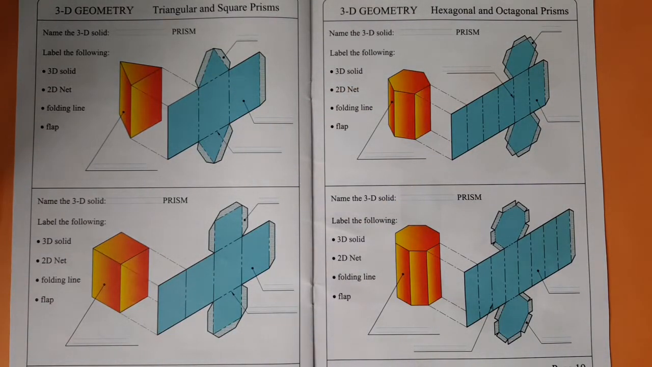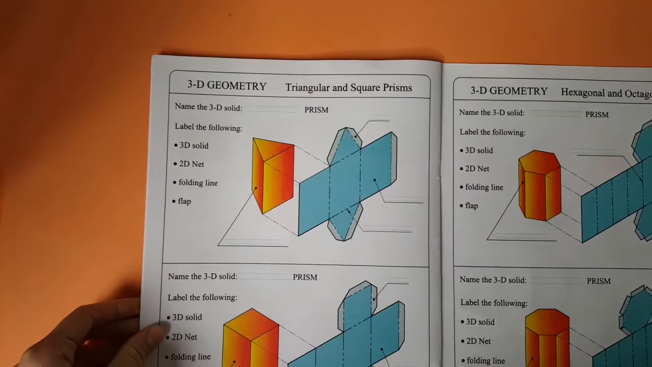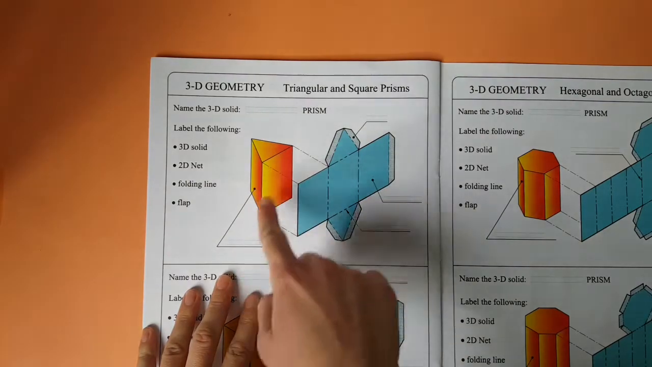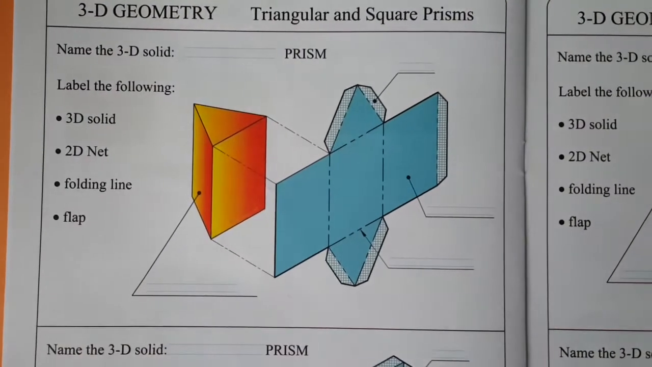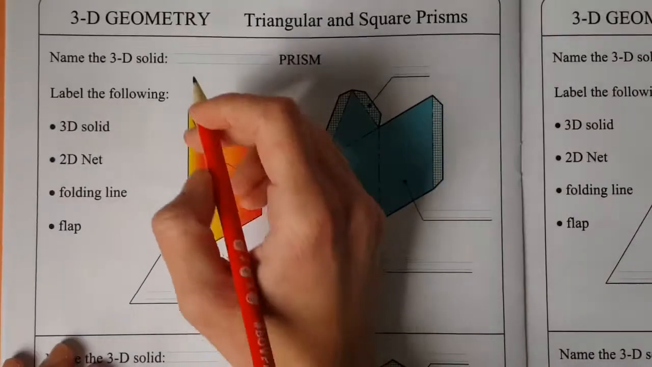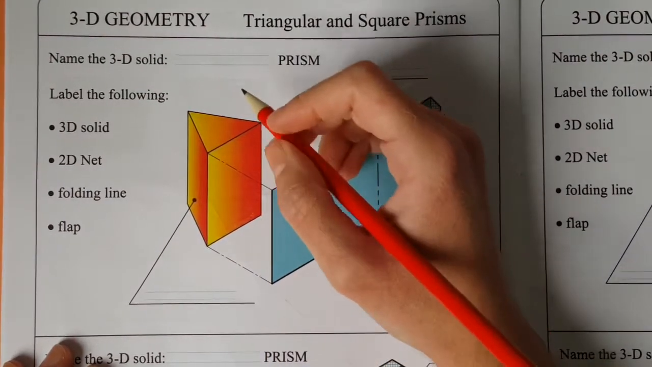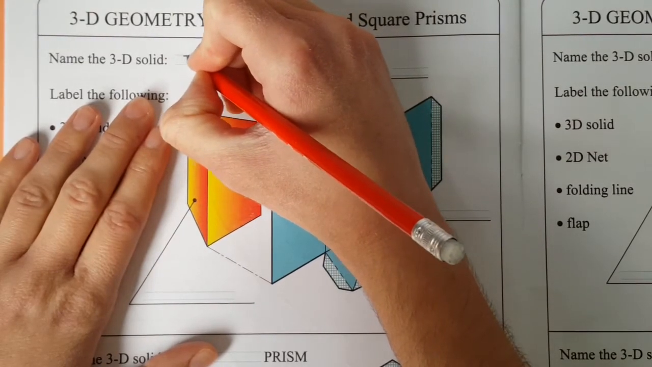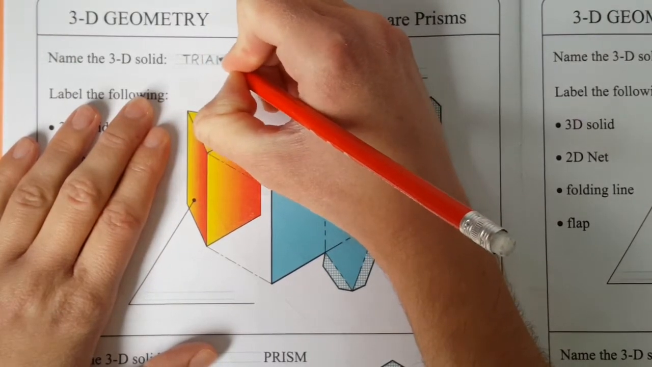So let's start the labeling exercise now. Let's start with the first one. So here we have to label these words onto the provided spaces. So first of all, this 3D solid which I have here is a triangular prism. So we'll go ahead and write down triangular prism. Make sure to write in capitals and as neat as possible.